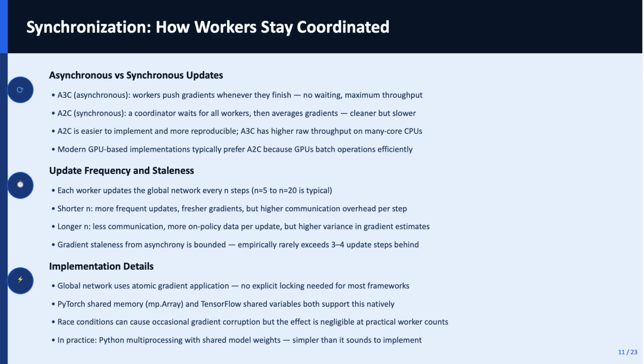The synchronous variant called A2C removes this randomness by having all workers submit their gradients simultaneously, then averaging them before applying a single coordinated update. A design that is more reproducible and easier to reason about but sacrifices the throughput advantage that asynchrony provides.